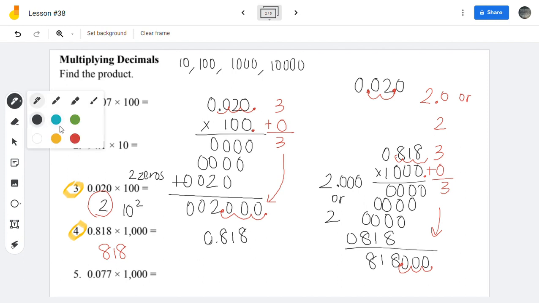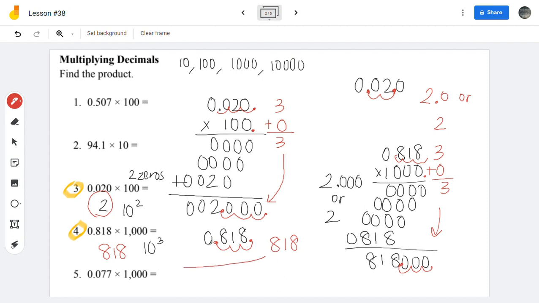1000 is 10 to the third power because it has 3 zeros. With that in mind, I'm going to move the decimal point 3 times to the right, always to the right, never to the left when you're multiplying. 1, 2, 3. So our new decimal place should be there, and that is exactly what we got through the long way. So this shortcut always works for powers of 10.